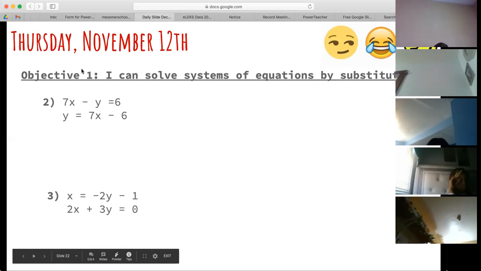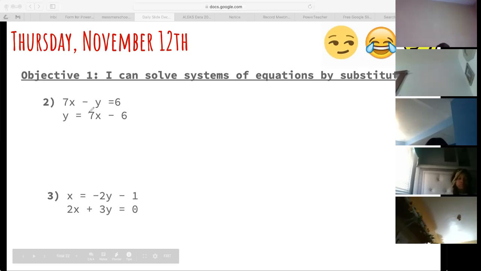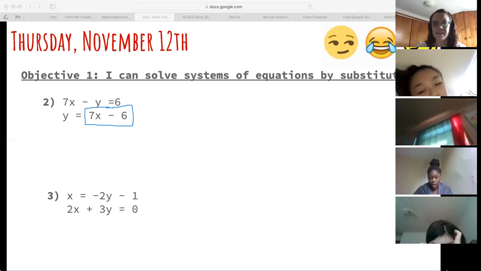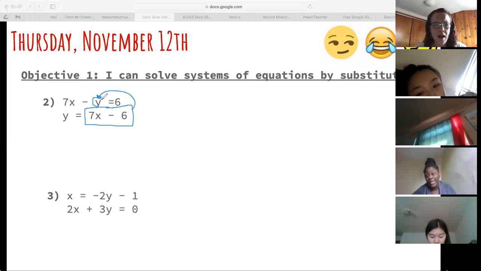If I have one of them set equal, I'm still going to do the same idea of the substitution. So y equals 7x minus 6. What I like to do is circle or just box in what I'm going to substitute. y is equal to 7x minus 6. That's what I'm going to plug into my top equation, just like I did in the last problem. I'm going to plug it in for the y up here. So basically, I'm taking this y out, getting rid of it, and putting the 7x minus 6 in its spot.